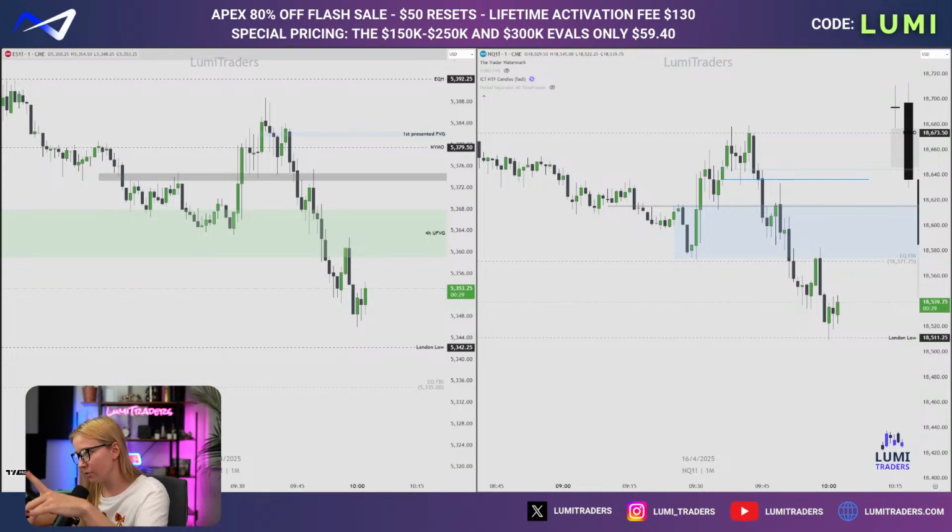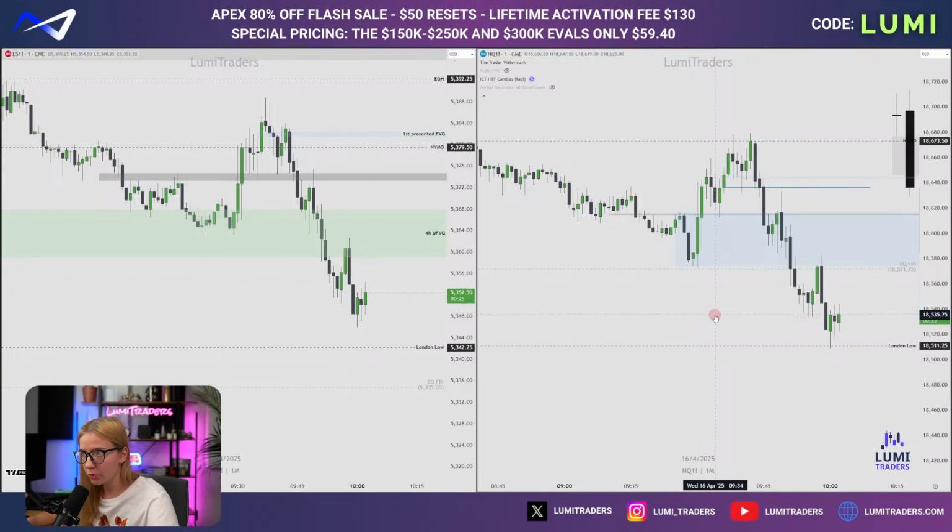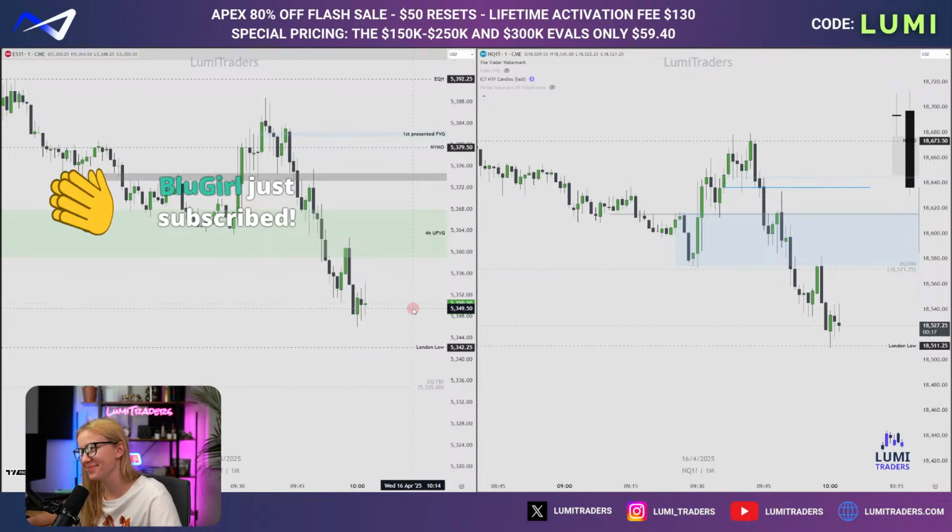So far, okay, let's focus right now. So far what we have: London low taken on NQ, failed to be taken on ES.